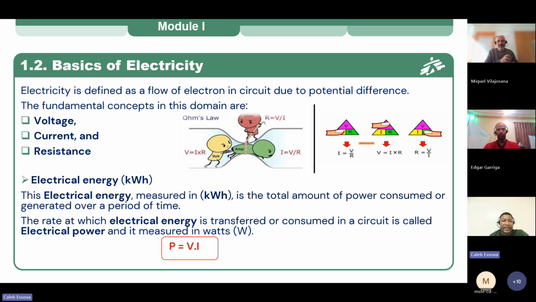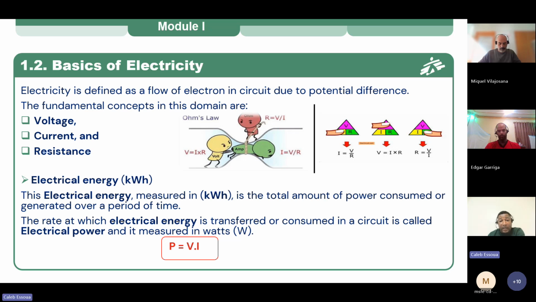Then the third one is the resistance. This red guy is restricting the green guy from passing. So this is the resistance. In your cable, when the current passes, you have this resistance that is reducing the flow of current. So this image clearly reflects the relationship between these three concepts.